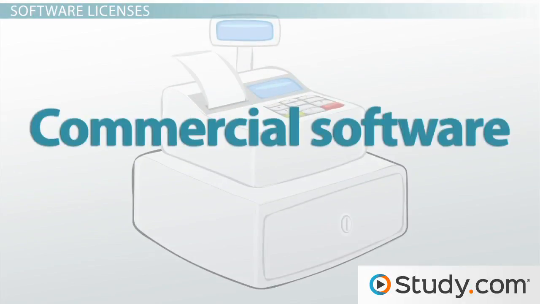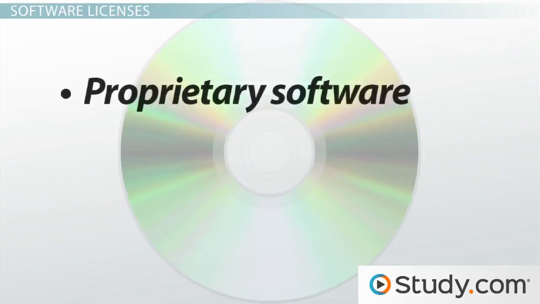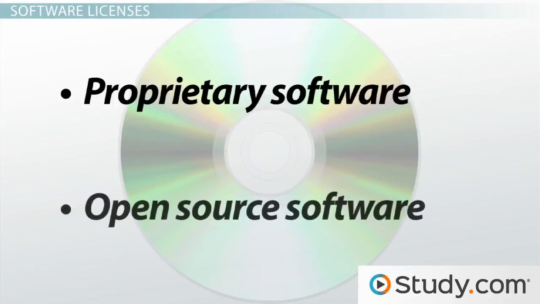Commercial software is software that is produced for sale. Software falls in two broad categories: proprietary software and open source software. Each will be discussed in some detail.